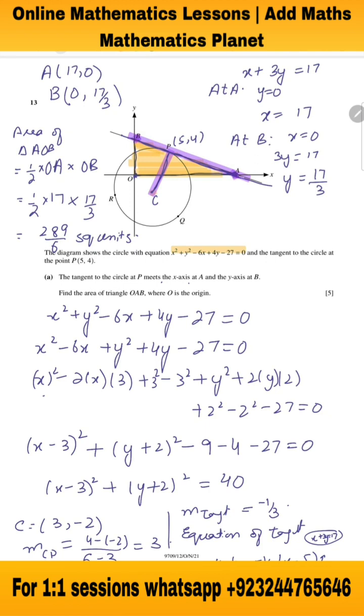So we can find A because A meets the x-axis, so y would be 0. B meets the y-axis, so x is equal to 0. So we can find the two coordinates A and B. After we get the two coordinates, we can find the area of the triangle, which will be equal to 289 square units.